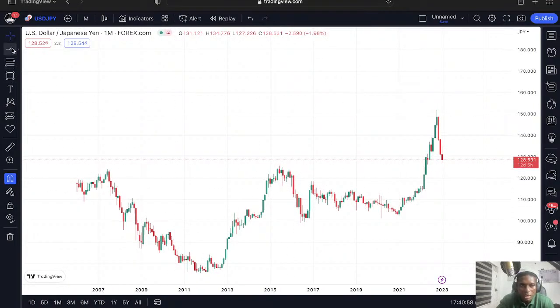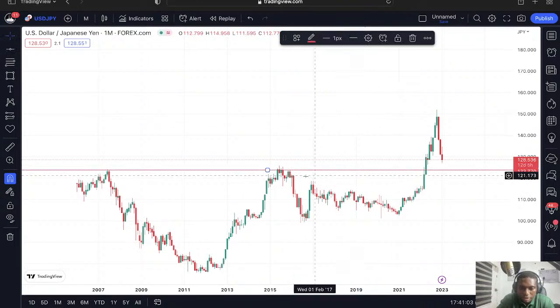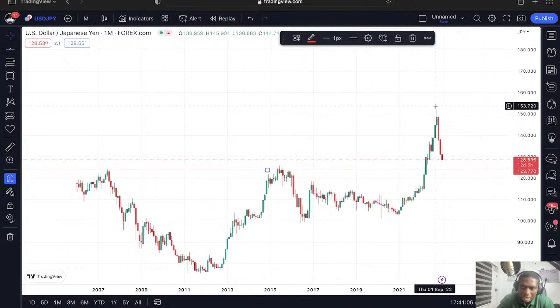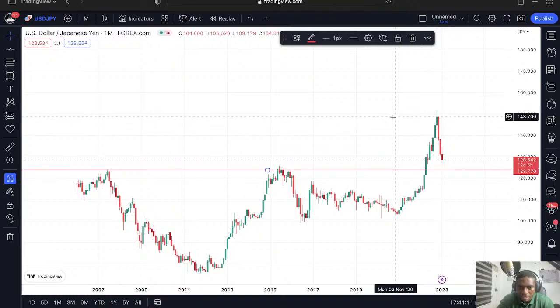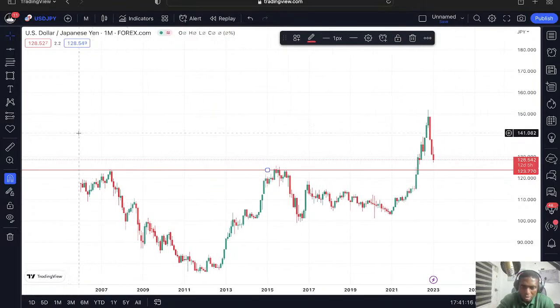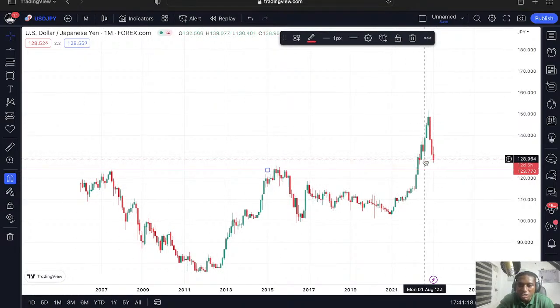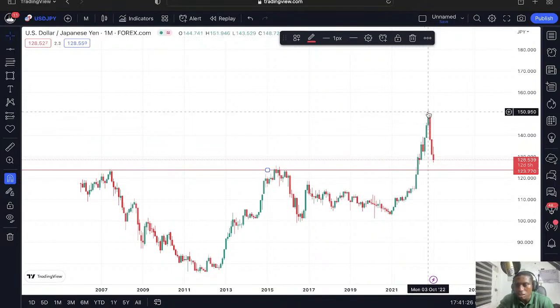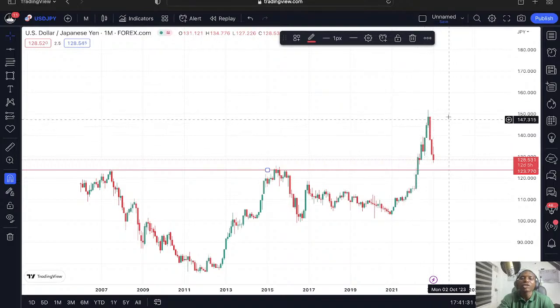we can see clearly that the market broke through a major resistance zone, all right, rallied up into a region it has never gotten to in the last years, right? So from 2007 up until 2022, we never saw USD JPY rise to this point before.